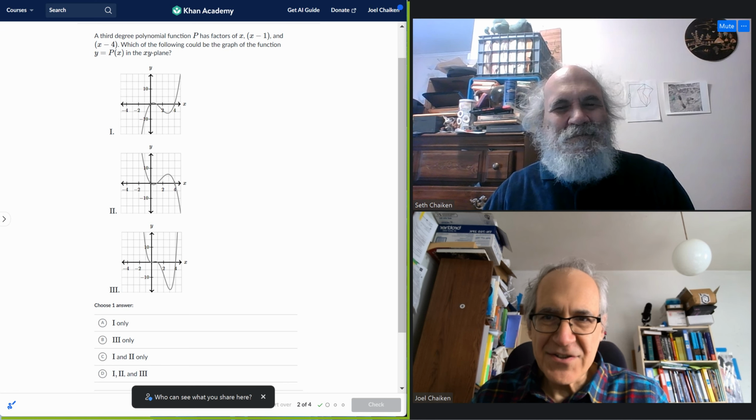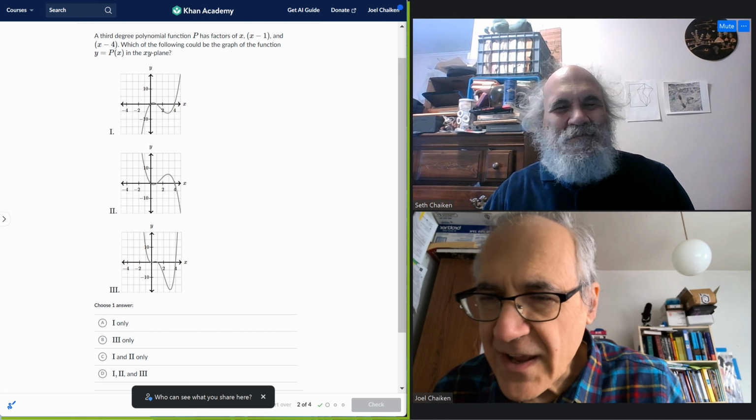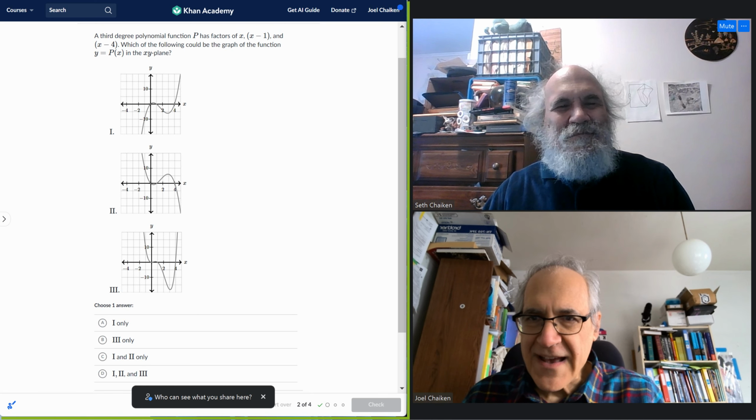Here's our question. It's a little hard to read, but we had to fit everything on the screen. Please try it, pause it, come back, and we will try to do it. Okay, here we go. A third degree polynomial p has factors x, x minus 1, and x minus 4. Which of the following could be the graph of the function?